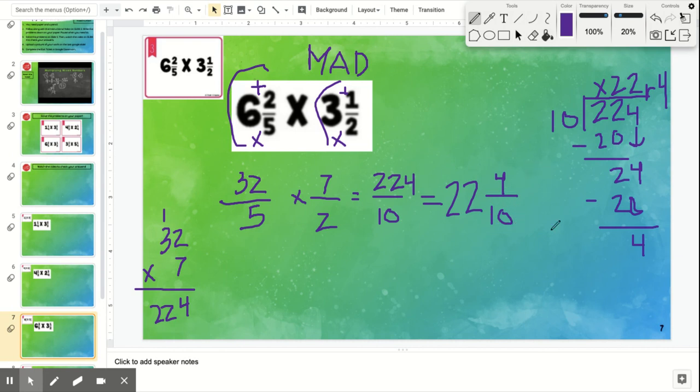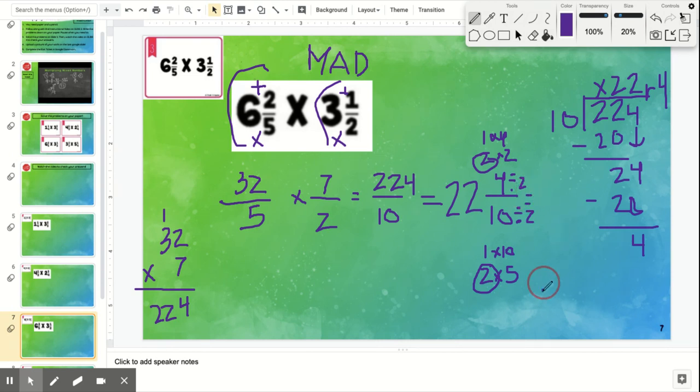Okay, so then you ask yourself, well, can 4/10 be simplified further? It can. So if you think of the factors of 4, there's 1 times 4, but there's also 2 times 2, right? Well, if you think of the factors of 10, there's 1 times 10 equals 10, but 2 times 5 also equals 10. So they have a 2 in common. That is a factor they have in common, which means you can divide both the numerator and denominator by 2. You always have to divide by the same number when you're simplifying.